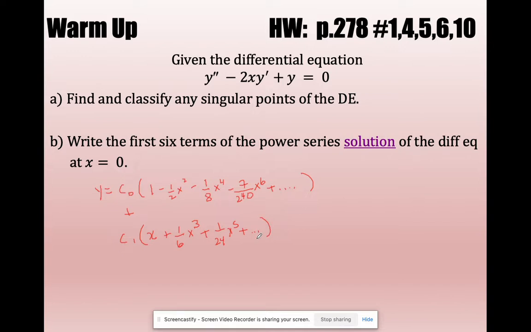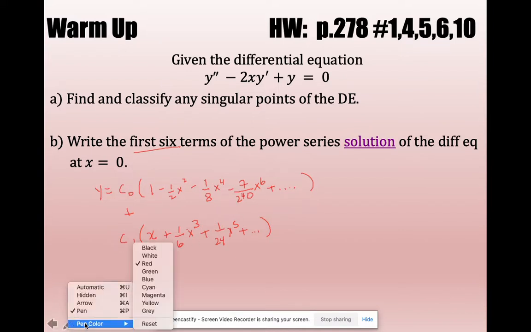Now this is all I wanted. Actually, I wrote more. First 6 terms, and I gave 1, 2, 3, 4, 5, 6, 7 terms. So I probably didn't need this little extra one here. Could have just done 3 and 3. And that's where you would stop.